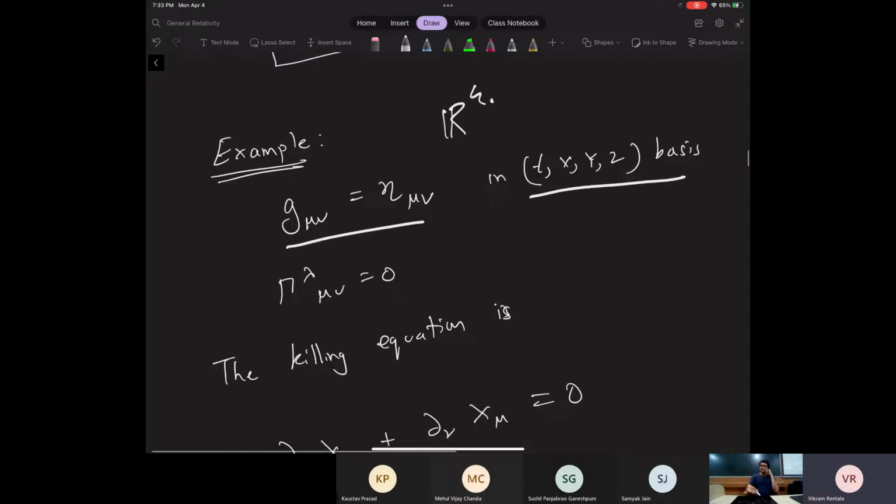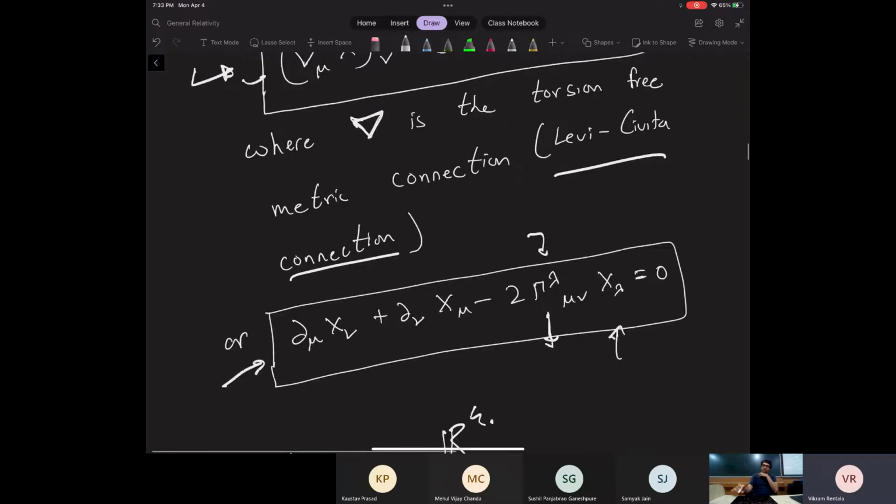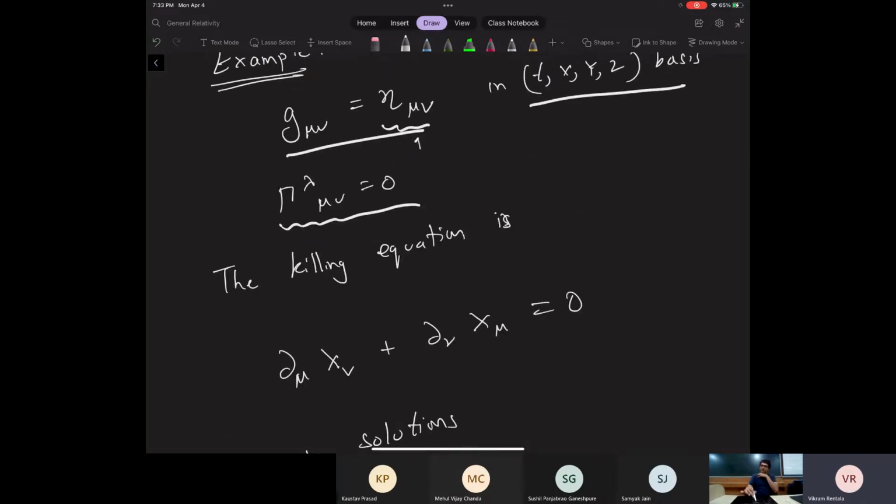Now in this Minkowski spacetime, gamma lambda mu nu is 0. We already worked out the Christoffel symbols are 0 because the metric is constant. The Christoffel symbol depends on derivatives of the metric, so the Christoffel symbols are 0. So let's take the Killing equation, which was in this form: partial mu X nu plus partial nu X mu minus something is 0. The Christoffels are 0, so for this particular metric, the Killing equation just is this.